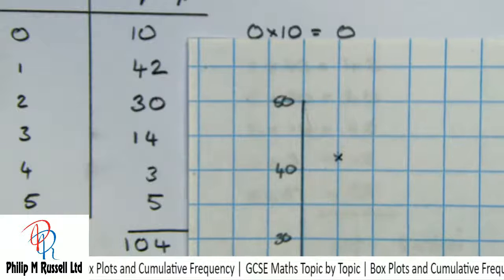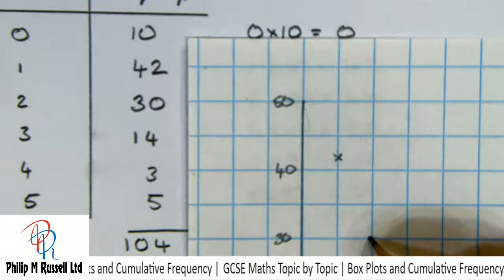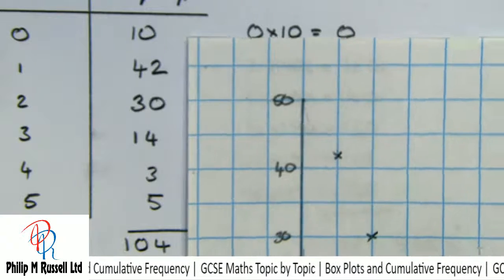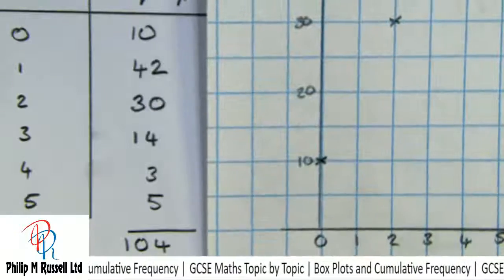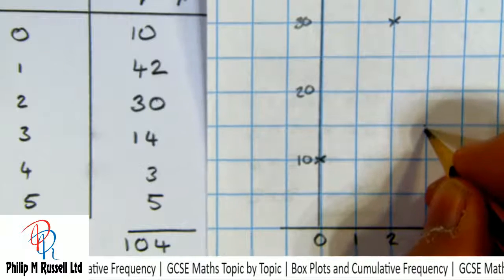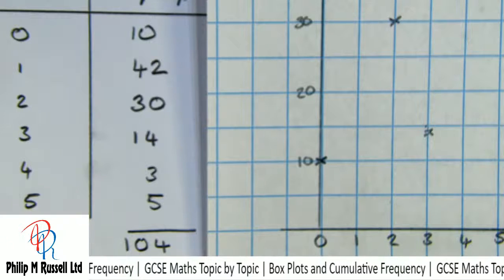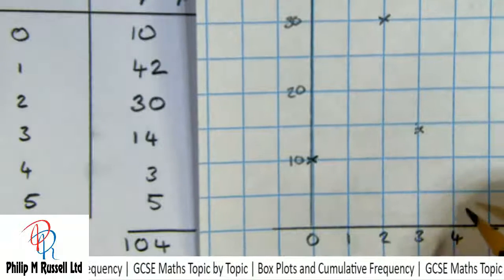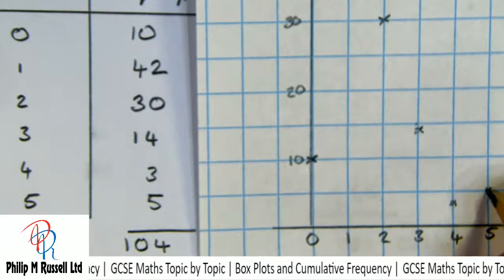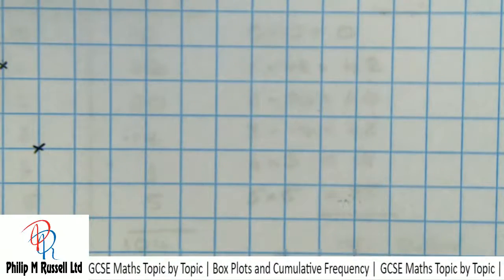Then we've got 30, so 2 and 30. We're going to have 3 and 14. So there's going to be my 15 mark, so it's going to be a little bit lower than that. And then we've got 4, which is going to have 3. And the last one, 5. So there is my data.